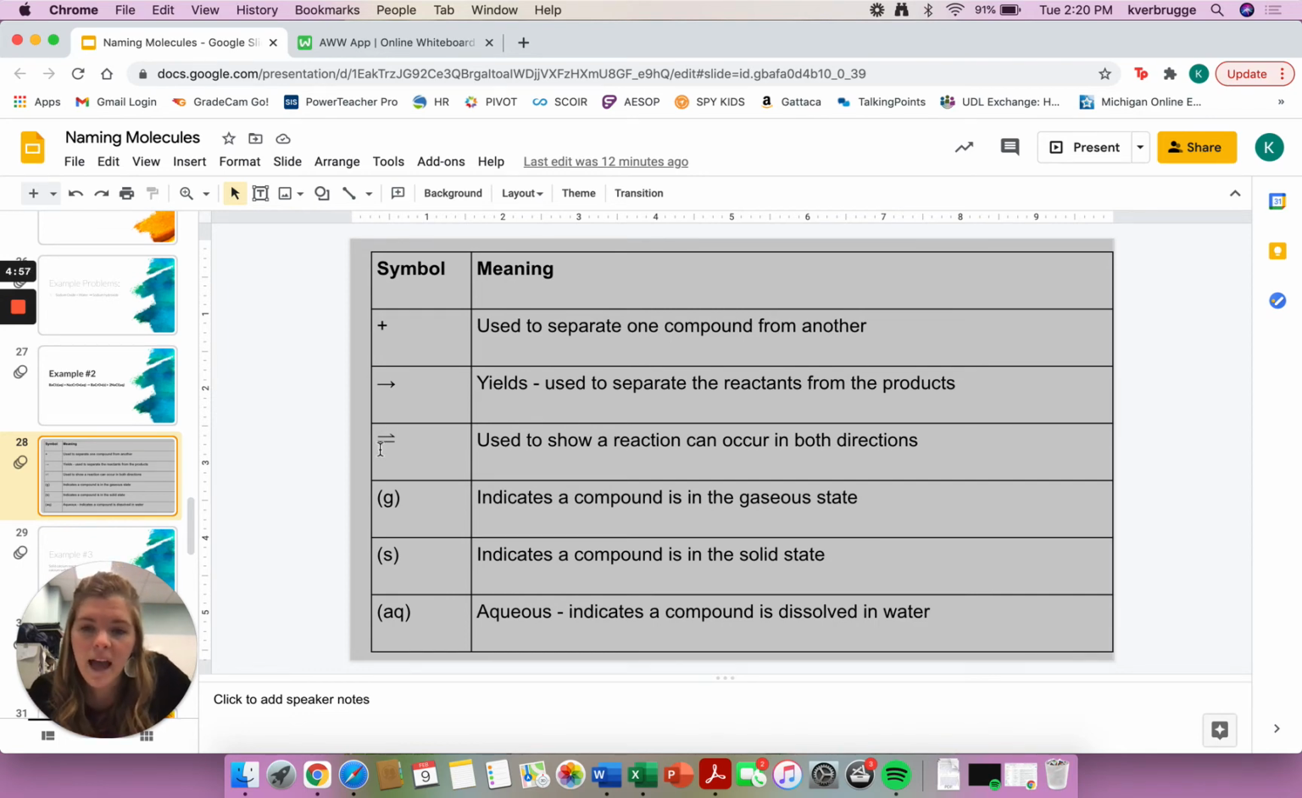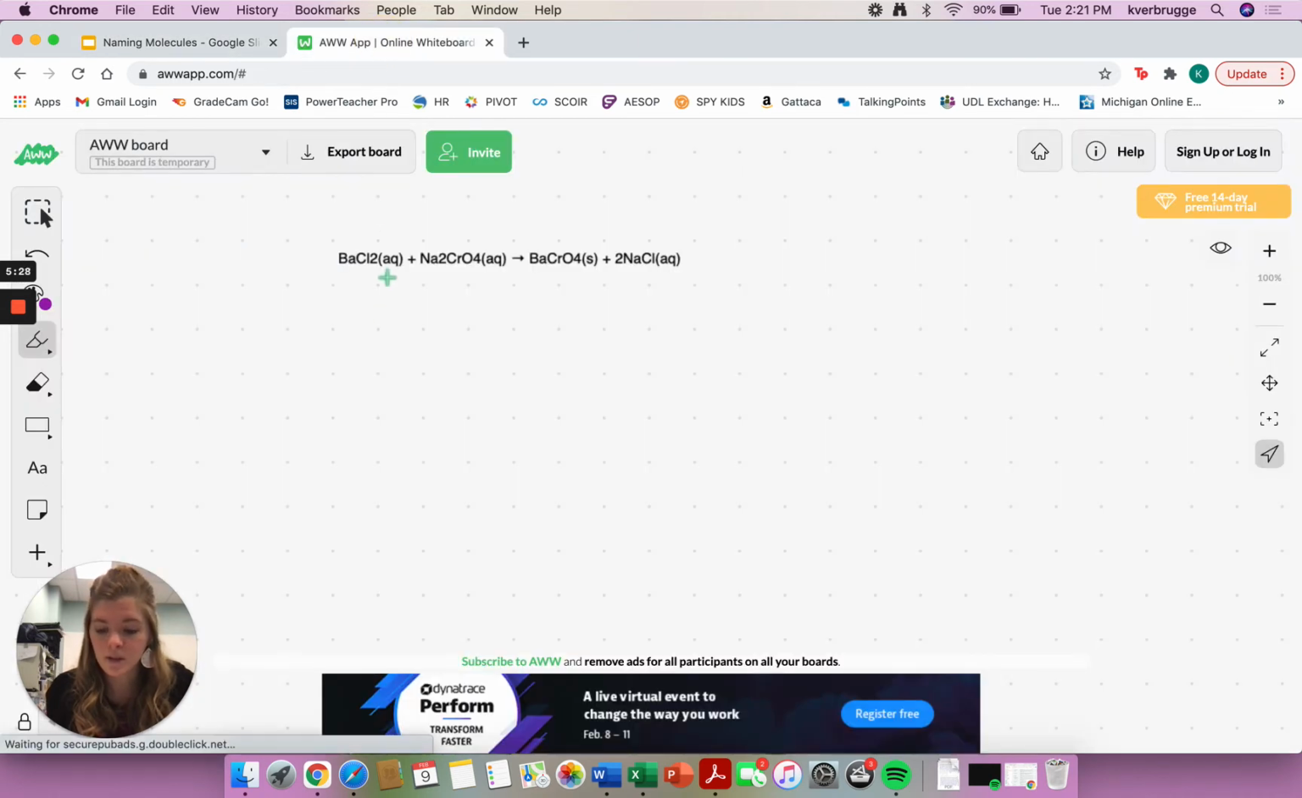This is something we haven't seen yet, but this is just a double yield sign that shows the reaction can go both forwards and backwards. It doesn't just go one way. G means it's in the gaseous state, so that compound normally occurs as a gas. S means it occurs as a solid, and aqueous means it's in an aqueous state. Aqueous means liquid in a way, but basically it's dissolved in water, so that compound is dissolved in water, making it liquid. So let's use that terminology to see what's going on here.